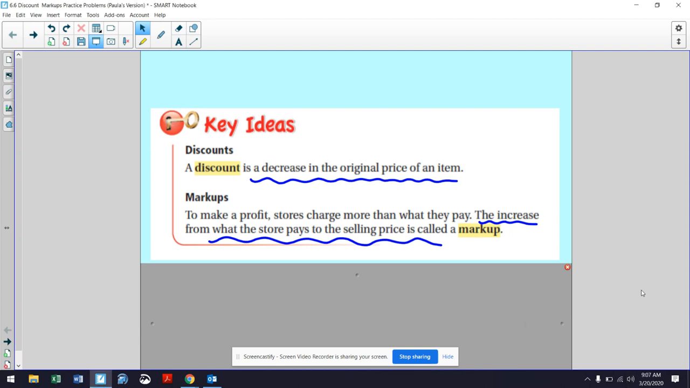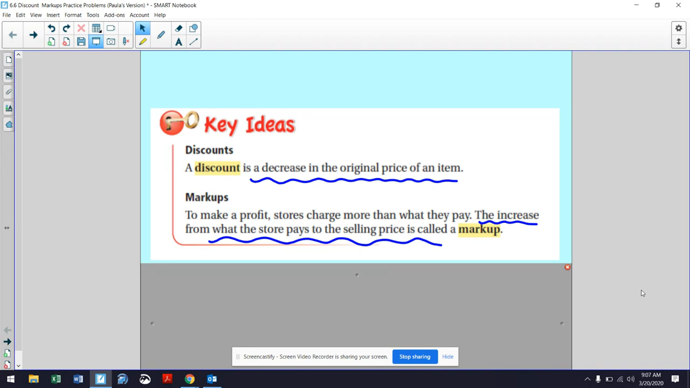So for today's lesson, we are going to talk about markups. We talked about discounts, and that was where we're talking about a decrease from the original amount. If you had 10% off an item or something was discounted, it's going to cost less. A markup is a profit, or what stores do.